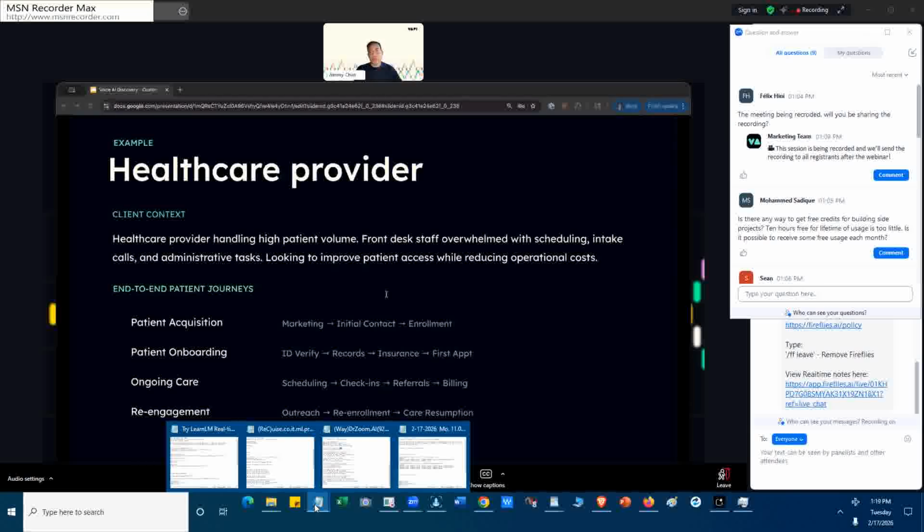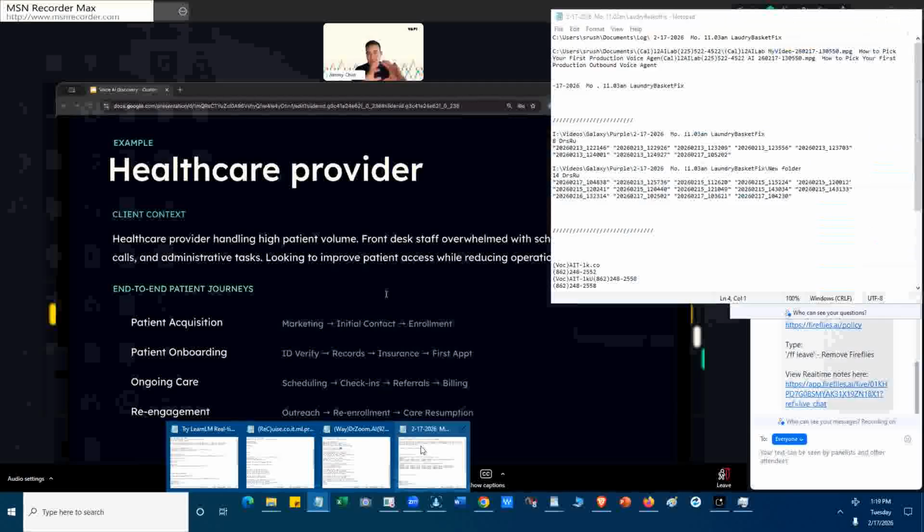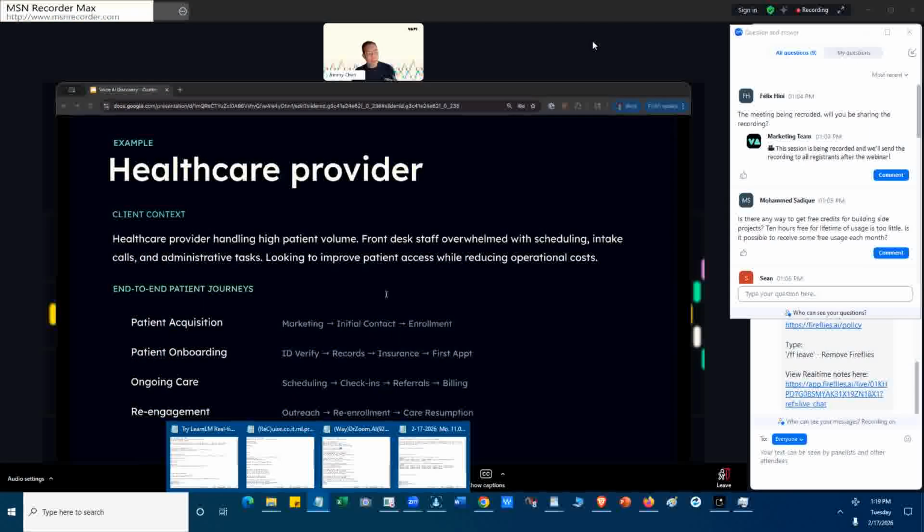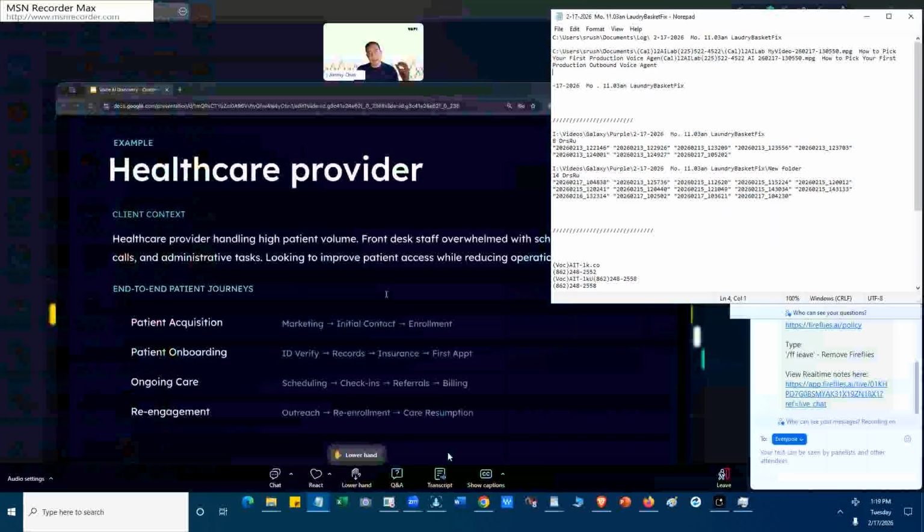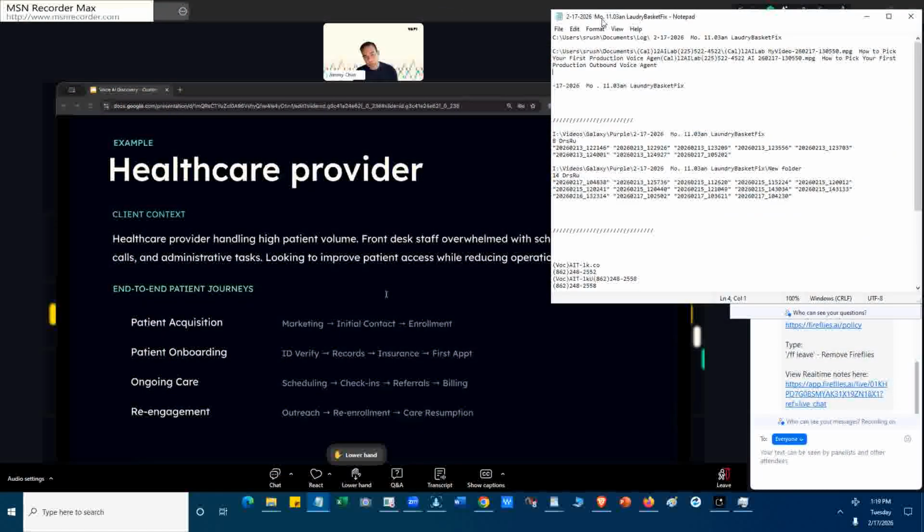And then on the patient onboarding side, it's just a different journey. And that could include getting a patient fully set up, basically verifying their identity, collecting records from previous providers, insurance verification, and then booking that first appointment.